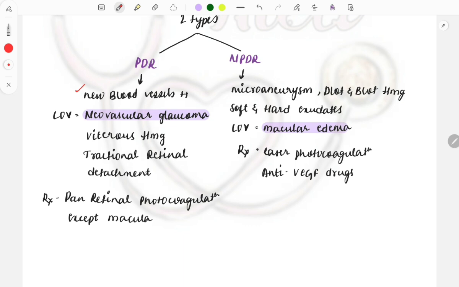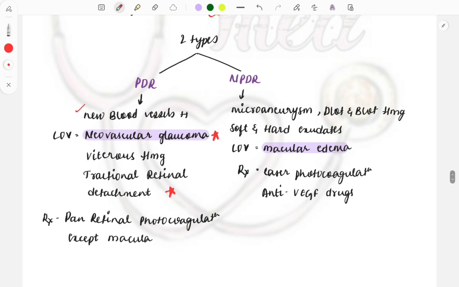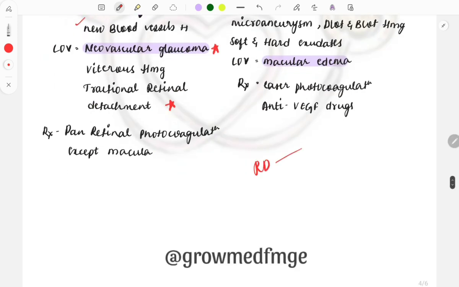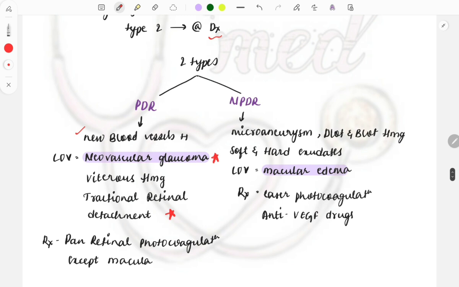Then loss of vision is due to neovascular glaucoma, PYQ. Then vitreous hemorrhage and tractional retinal detachment are also other causes of loss of vision. The question was asked in a past year: which kind of retinal detachment is seen in diabetic retinopathy? The answer was tractional. Retinal detachment is of three types: rhegmatogenous, tractional, and another one type. You will have to look at the examples of which disease shows which type.